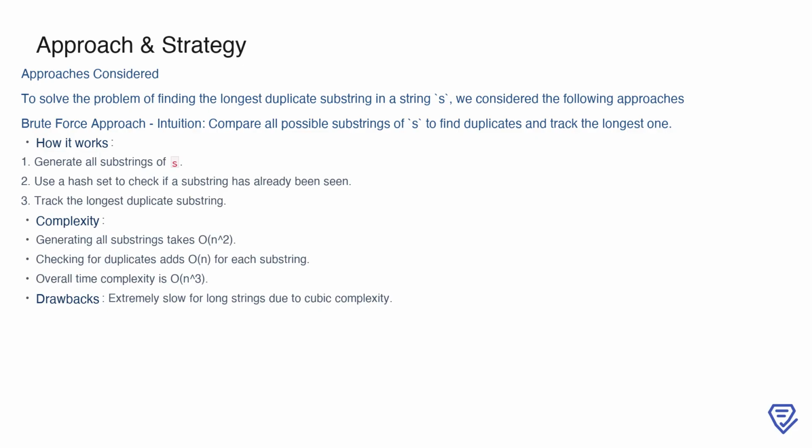However, this method is computationally expensive. Generating all substrings alone requires O(n squared) time, and checking for duplicates for each substring adds another O(n), resulting in an overall time complexity of O(n cubed). This cubic complexity makes the brute force approach impractical for longer strings, as the computation time increases dramatically. While simple, the inefficiency of this method highlights the need for a more optimized solution.